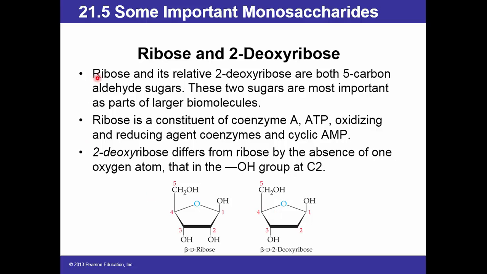Ribose and deoxyribose. Ribose and its relative 2-deoxyribose are both 5-carbon aldehyde sugars. These two sugars are most important as parts of larger biomolecules. Now ribose is a constituent of coenzyme A, ATP, oxidizing and reducing agent coenzymes, and cyclic AMP. Now 2-deoxyribose differs from ribose by the absence of one oxygen atom, that is the OH group on carbon 2 here. So this is your beta D-ribose. Now if you replace the OH with hydrogen on carbon 2, it becomes beta D-2-deoxyribose. Ribose in RNA, deoxyribose in DNA.